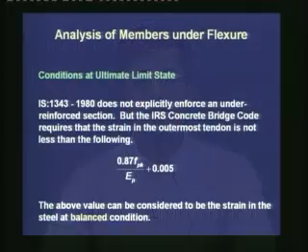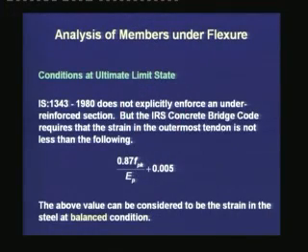IS 1343-1980 does not explicitly enforce an under reinforced section. It just limits the maximum stress in the steel, but the Indian Railway Standard Concrete Bridge Code requires that the strain in the outermost tendon is not less than the following, which is equal to 0.87 times the characteristic strength divided by the modulus of prestressing steel, which is as if the elastic component, plus a plastic strain of 0.005. Now, this above value can be considered to be the strain in the steel at balanced condition.